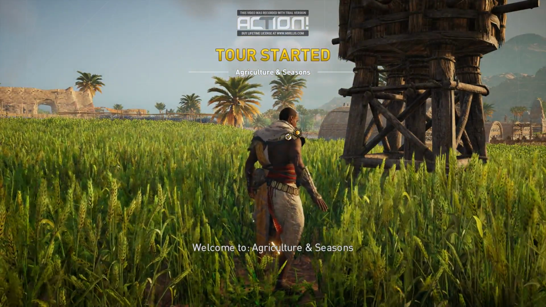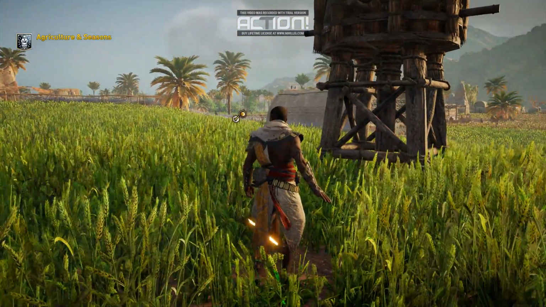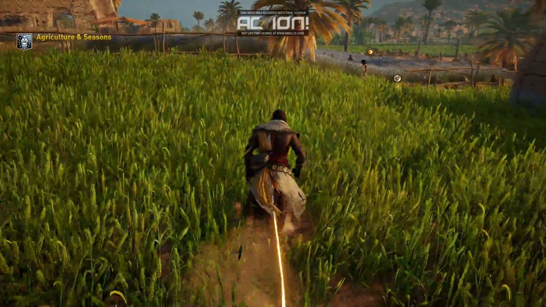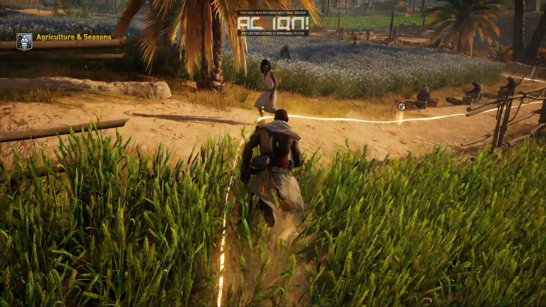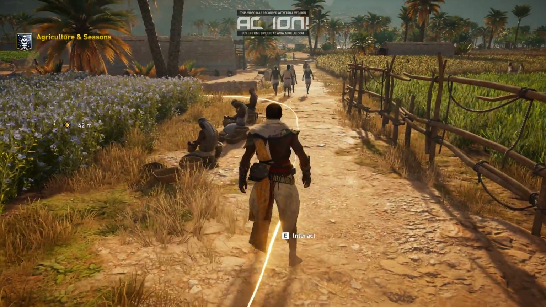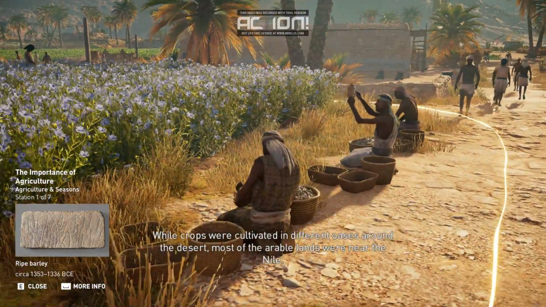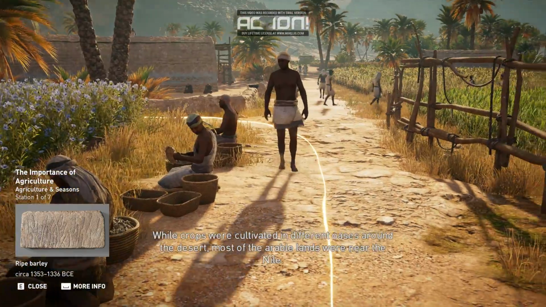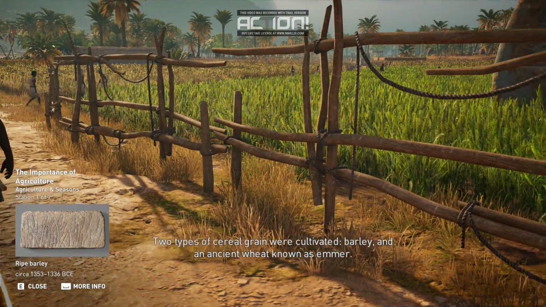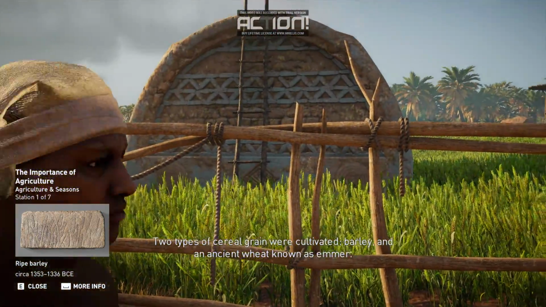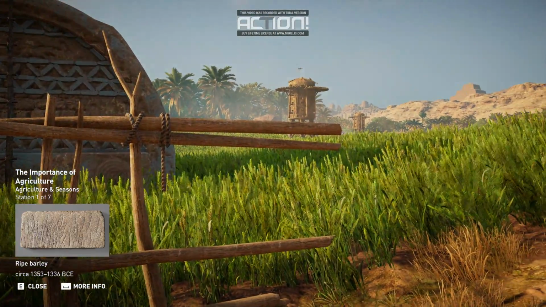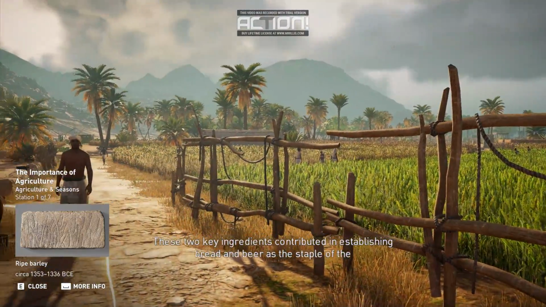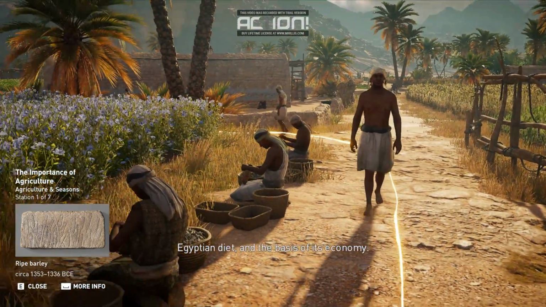Welcome to Agriculture and Seasons. So we are presently exploring the floodplain and fields of the ancient Nile Delta. While crops were cultivated in different oases around the desert, most of the arable lands were near the Nile. Two types of cereal grain were cultivated, barley and an ancient wheat known as emmer. These two key ingredients contributed in establishing bread and beer as the staple of the Egyptian diet and the basis of its economy.